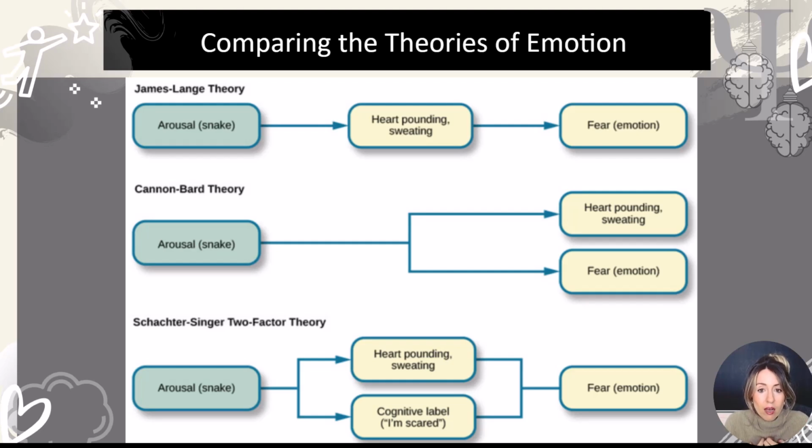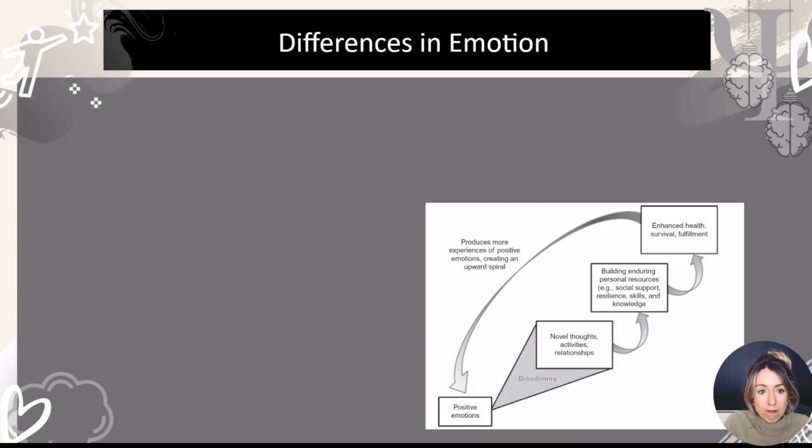However, that is different than another situation where maybe there's less ambiguity and you see something like a snake and you clearly know it's a snake and it could hurt you, so maybe you do feel fear and the heart pounding at the same time, right? So different theories help explain different situations.